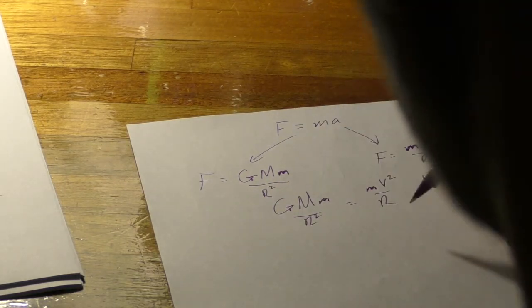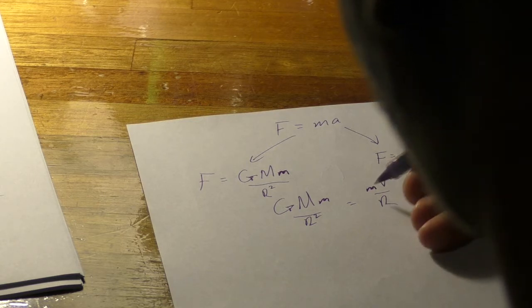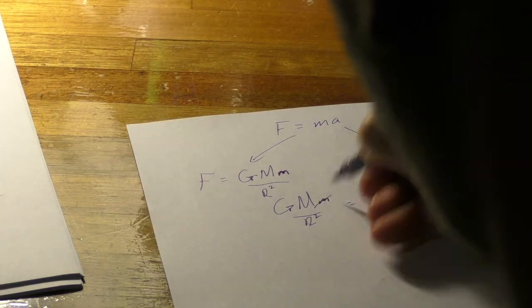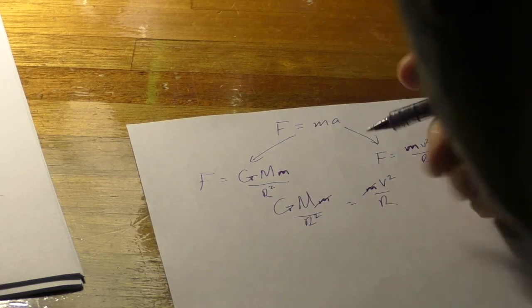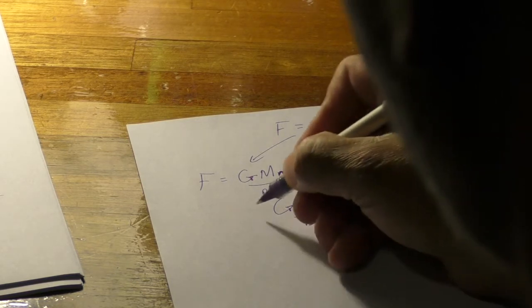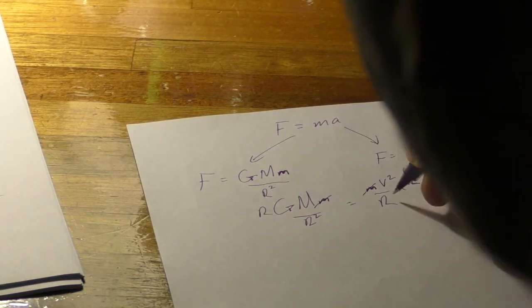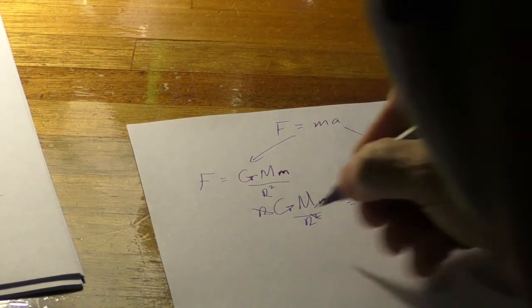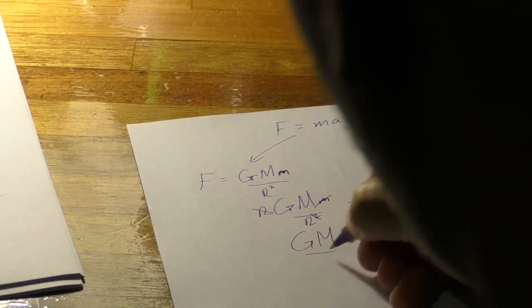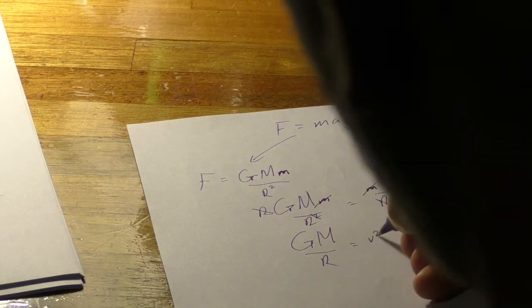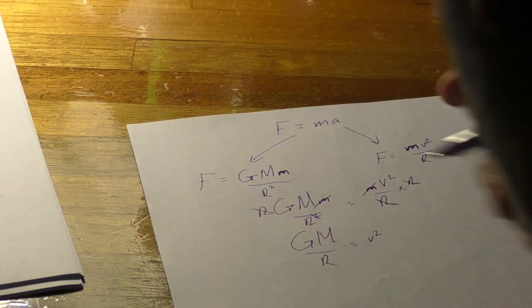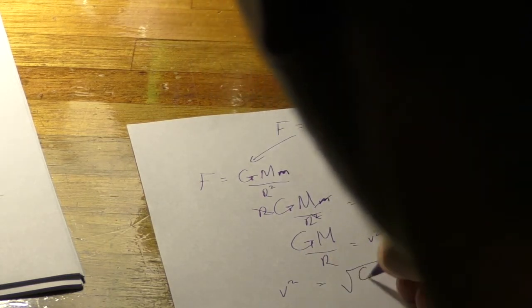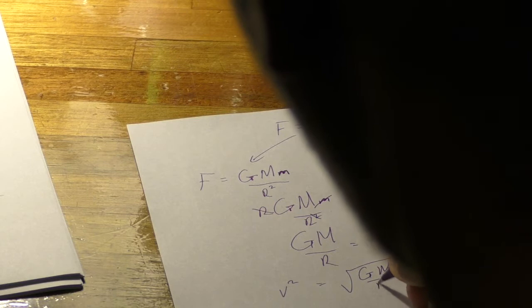Okay, so we're going to cancel out the little m's because you divide them both out, they're gone. I'm going to multiply big R to both sides over here. That's going to cancel these guys out and one of those. All right, and that leaves us with G big M on R is equal to V squared. All right, so V squared is equal to GM on R.